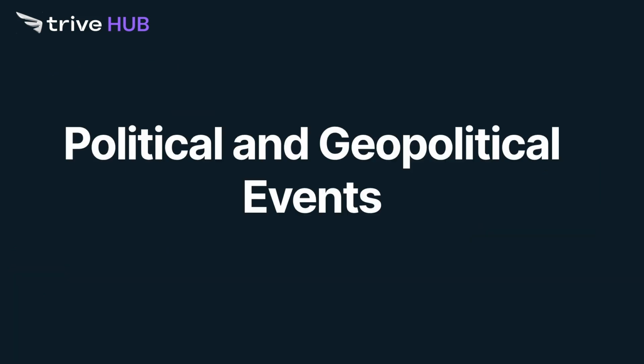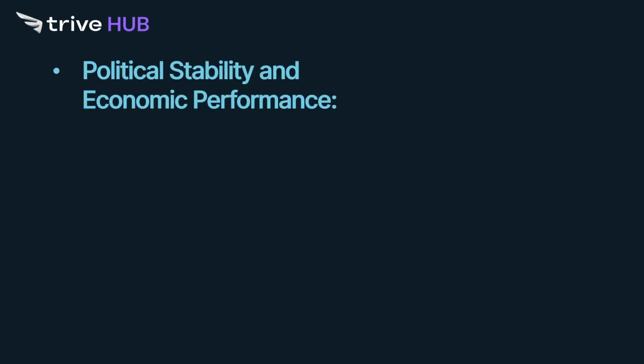Now let's talk about how political and geopolitical events impact the forex market. Political events like elections, change in the government, or continuation of the previous government, and geopolitical events like escalation of any wars or any trade concerns like this. So these have a very strong impact on the currency market. Political stability and economic performance.